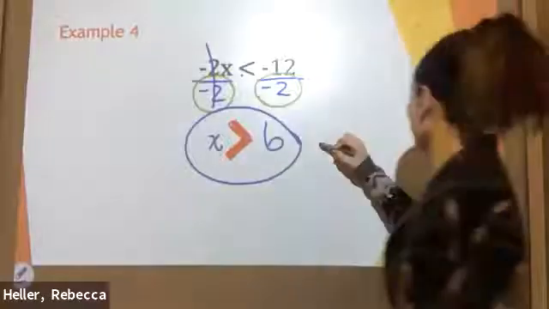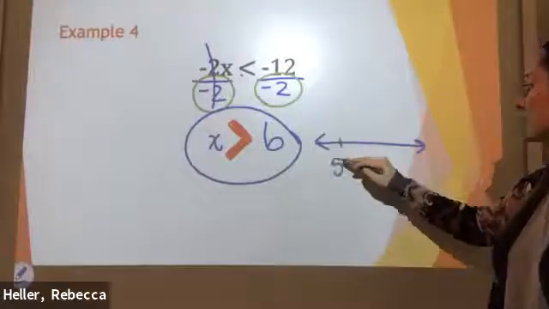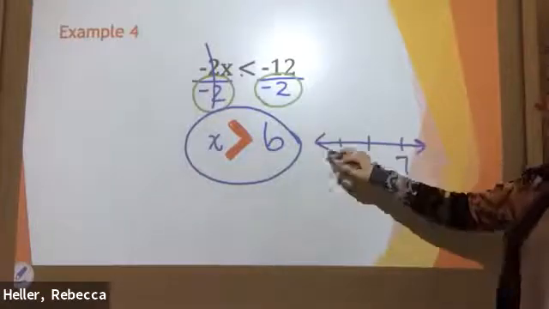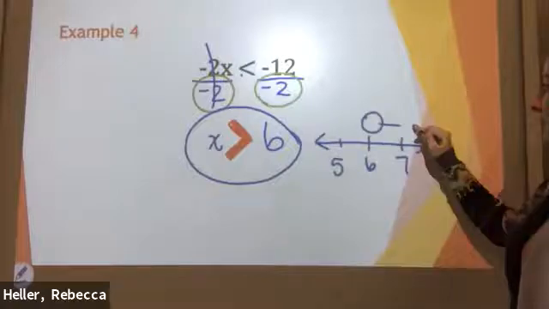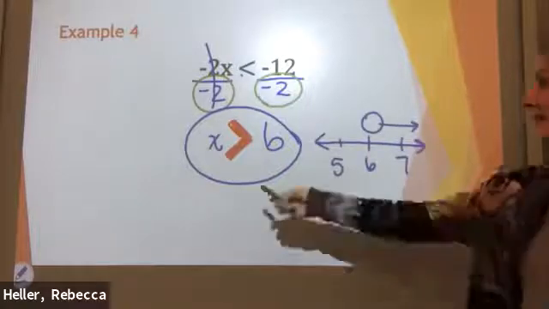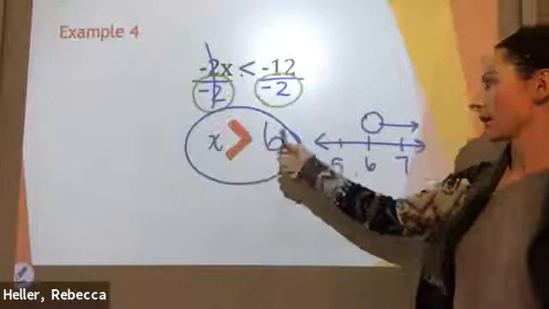Just a graph really quickly. Open circle on a 6. This one goes to the right because x is on the left and it's greater than, so it goes that way.